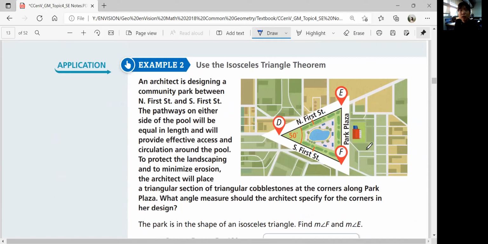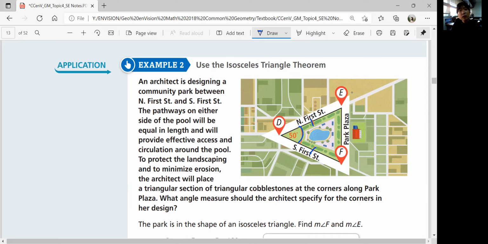Example 2, use isosceles triangle theorem. An architect is designing a community park between North First Street and South First Street. The pathways on either side of the pool will be equal in length and will provide effective access and circulation around the pool. So these two are equal length. Okay, to protect the landscaping and to minimize erosion, the architect will place a triangular section of cobblestones at the corners along Park Plaza. What angle measure should the architect specify for the corners in their design?